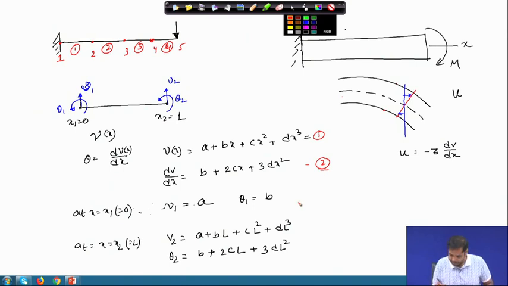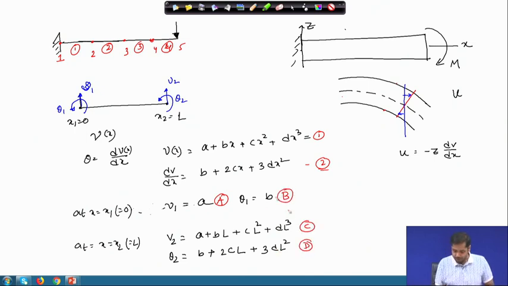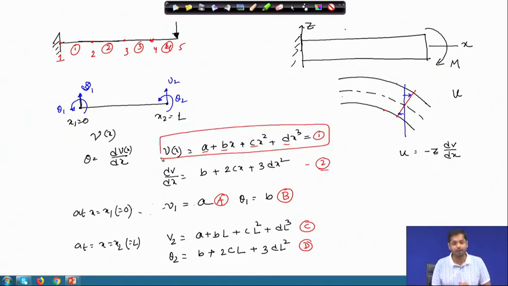This is one equation, this is another equation, this is another equation, and this is another equation. These 4 equations, and we have just 4 unknowns. We have to solve these 4 equations for 4 unknowns, and if we solve them, we get some expression for A, B, C, D. Then we have to substitute that expression in this equation, in the same way we did it for truss.